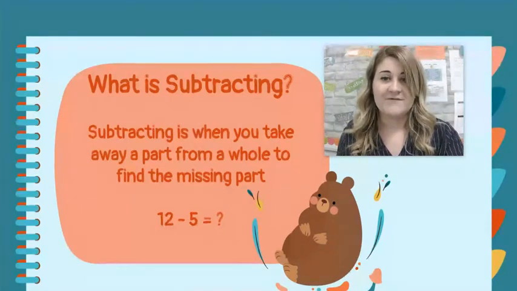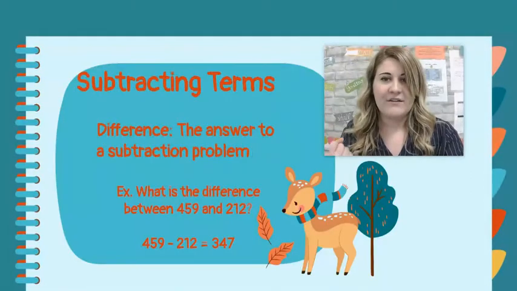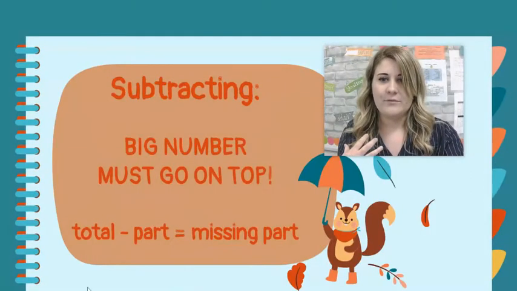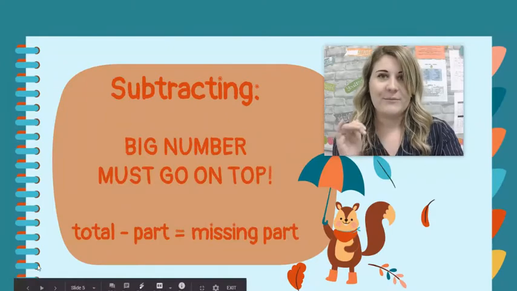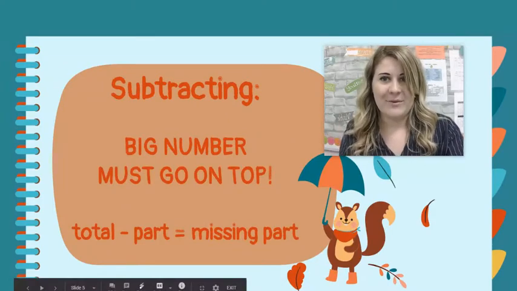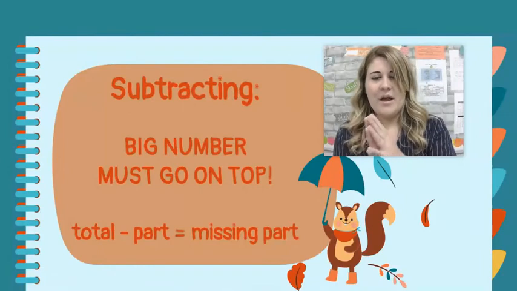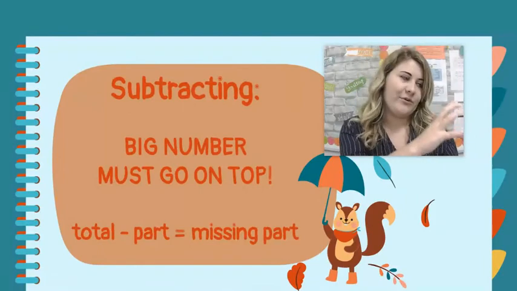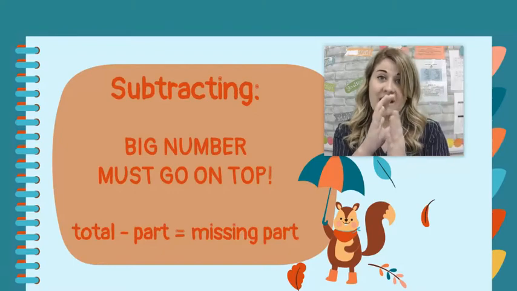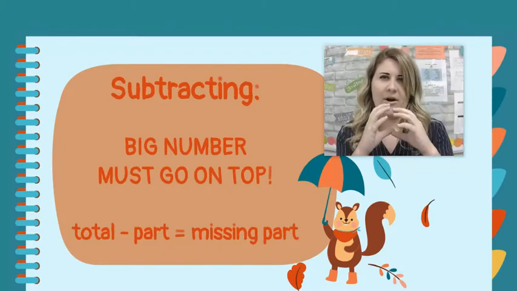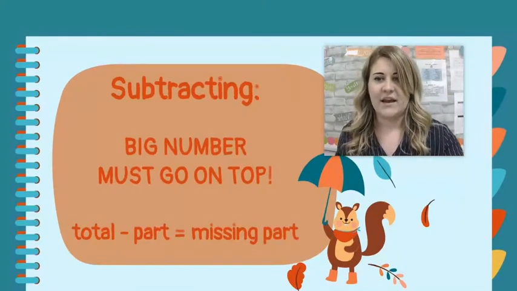Subtraction is finding that missing part from a whole, okay? Total minus a part equals the missing part. So when we are thinking about adding, we're finding the total. But when we're subtracting, we take the total, the big number, and we subtract or we take away, we minus a part, and we find the missing part.